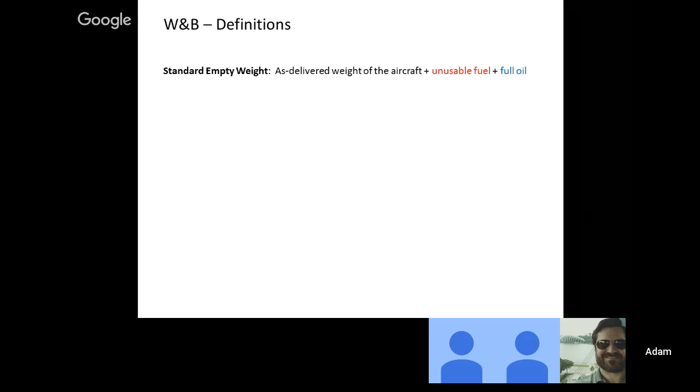The reason unusable fuel is included in the calculation is because that portion of the fuel tank that will never get burned will always be there. So it's always considered part of the empty weight of the aircraft.